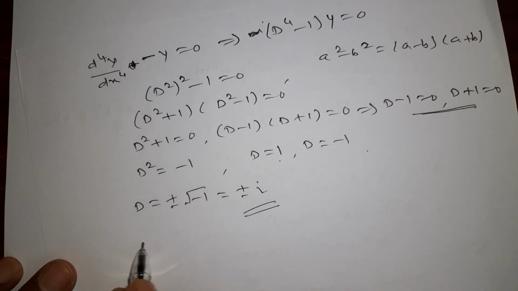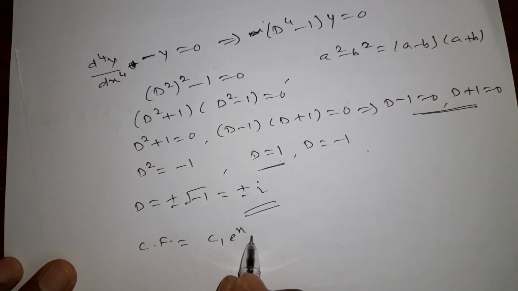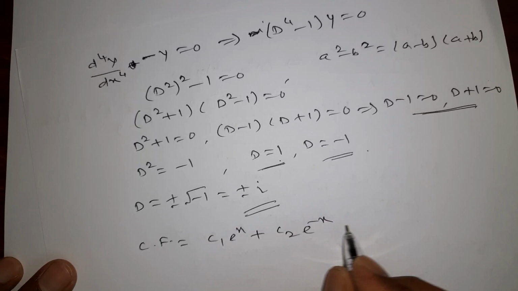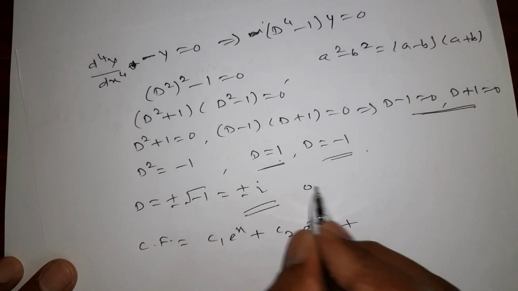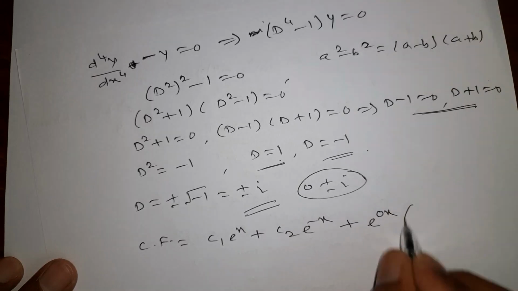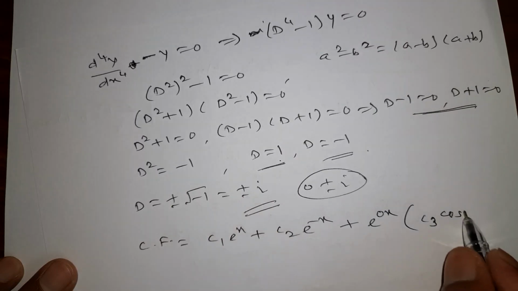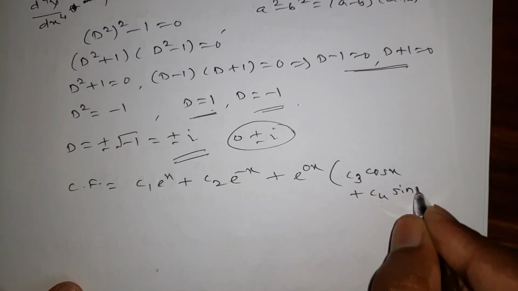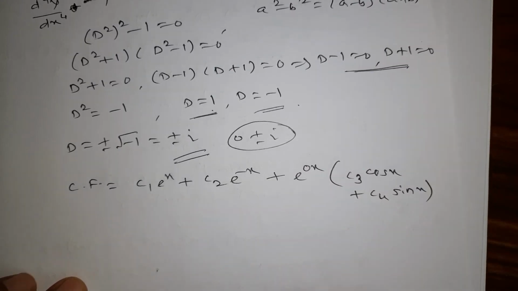Okay. So here write down the complementary function. 1 is the root, so C1 e raised to x plus C2, second root is minus 1, so e raised to minus x, plus here plus minus i is there, means this real part is 0. We can write 0 plus minus i, right? So e raised to 0x into C3 cos, coefficient of i is 1, so here C3 cos x plus C4 sin x, right? No need to write this e raised to 0x, it is 1. Okay? Hope you have understood the concept.